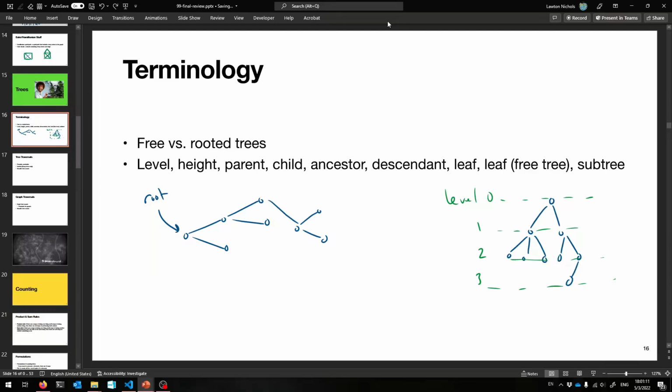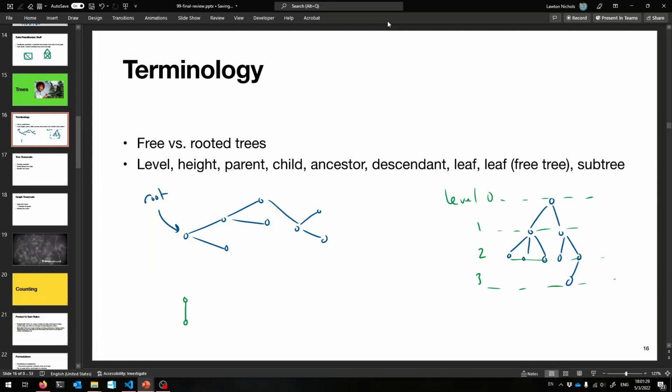A leaf in a free tree is kind of weird. It's just any node that only has one thing it's connected to, because there is no root. Things look a bit weirder. So a leaf in a free tree is just a degree 1 node.